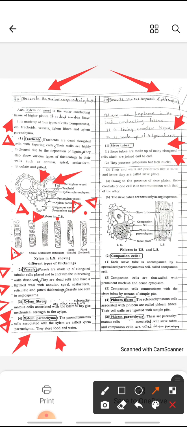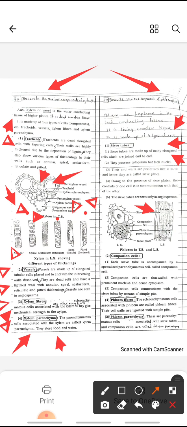Their end walls are perforated like a sieve. This is called the sieve plate. This is the sieve plate. So these sieve plates are important for communication with other cells. Sieve tubes are present only in angiosperms.